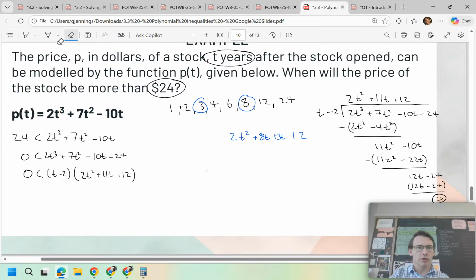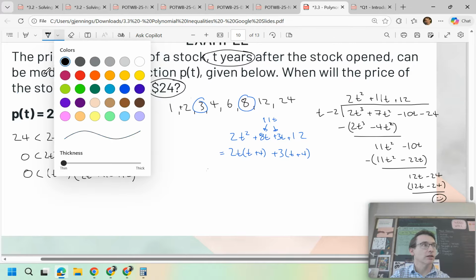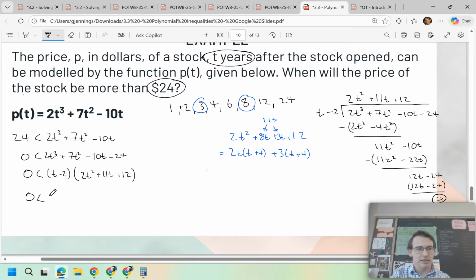So now I rewrite my quadratic, the 11t gets decomposed into those. And then I factor by grouping. 2t times t plus 4 plus 3 multiplied by t plus 4. There's our factorization. So I can rewrite this one as 0 is less than t minus 2 multiplied by t plus 4. So there's that time in the past, negative 4, or 4 years ago. And then 2t plus 3.